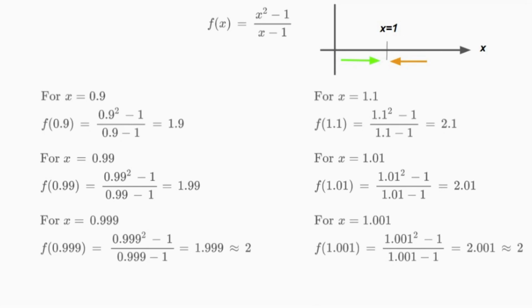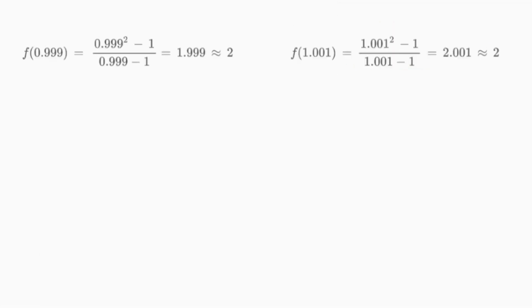Now I know when x is approaching 1, the output of the function is going to be 2. Fine. Then how to represent this? Can I represent f of 1 is equal to 2? No, right? We already know that f of 1 is equal to 0 by 0, which is undefined. Then how to represent this?